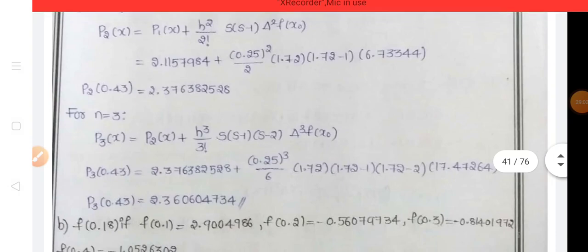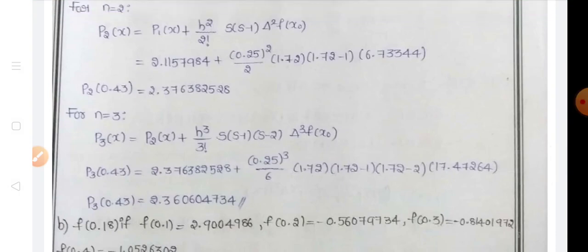For n equals to 3, P3 of x equals to P2 of x plus h cube by 3 factorial s into s minus 1, s minus 2 delta cube f of x naught. P3 of 0.43 is equal to P2 of x, 2.376382528 plus h cube, 0.25 whole cube by 3 factorial into 6, plus s 1.72 into 1.72 minus 1 into 1.72 minus 2, 17.47264. Therefore, P3 of 0.43 is equal to 2.360604734. The problem is complete.